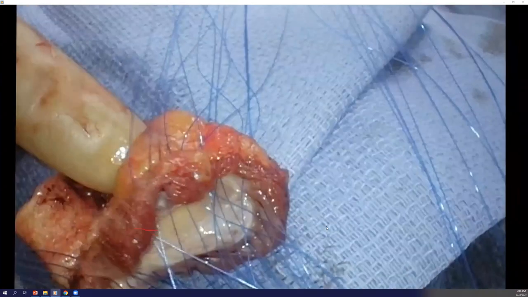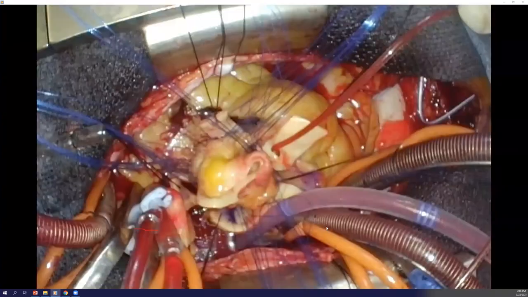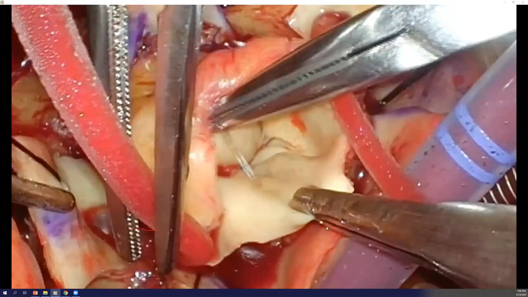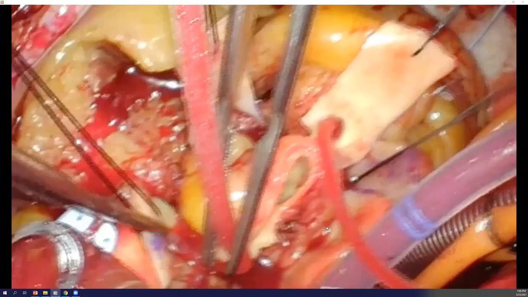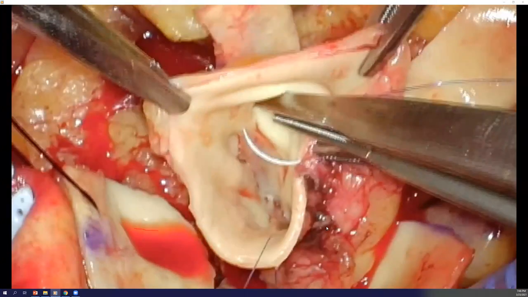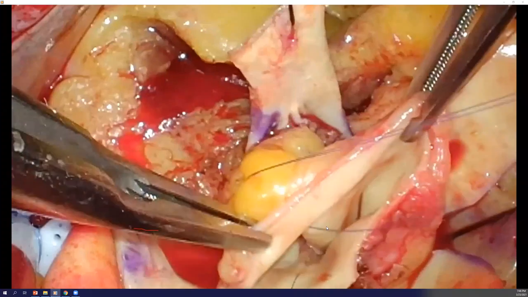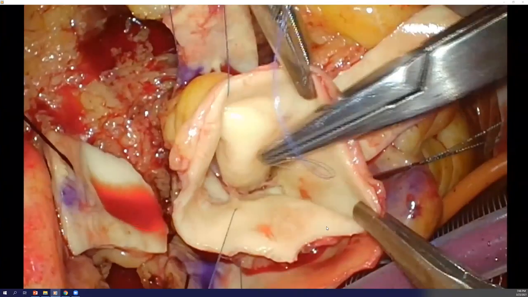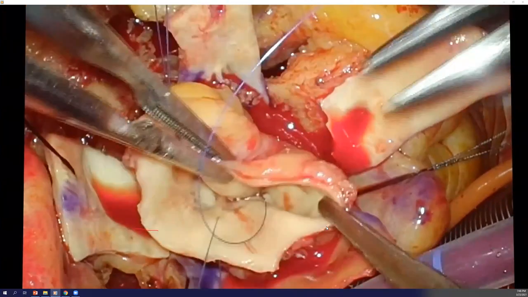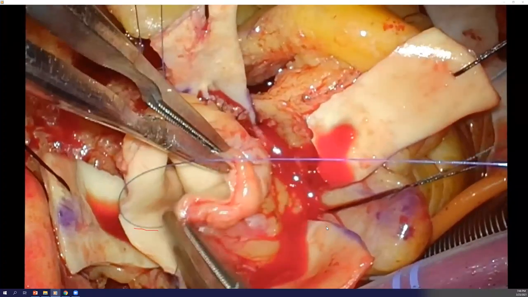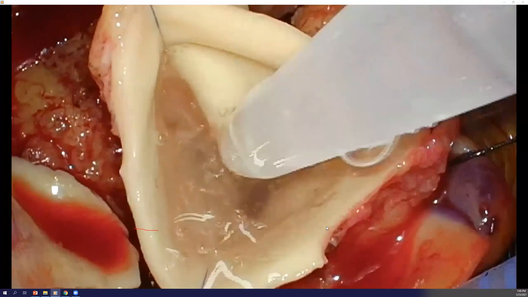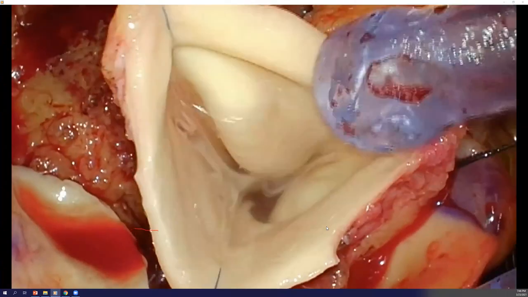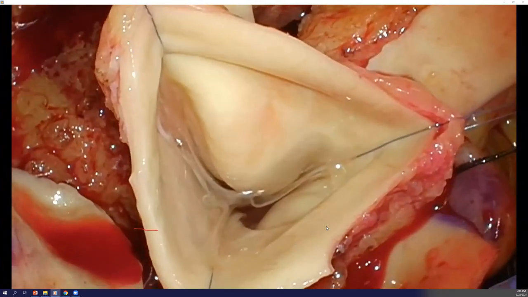And I'm sure a lot of you have seen this operation already. And then once that is done, you parachute the valve, you tie all these sutures. Then we put three retraction sutures about 2 millimeters above the commissures of the autograft. All the PA tissue above that will be resected. But for now, we'll use these sutures to put some tension on the autograft to facilitate reimplanting the coronary arteries.